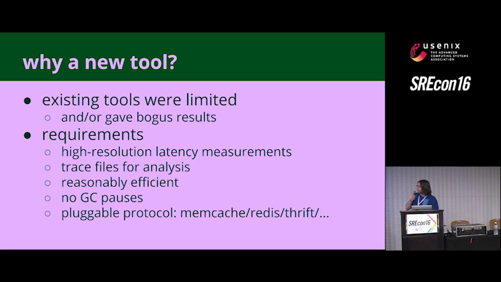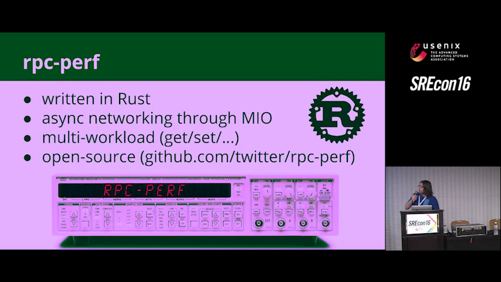So I wrote a new tool, and the requirements were that we would have high resolution latency measurements. We'd be able to produce trace files for further analysis. Wanted it to be reasonably efficient. I don't want to have to use 100 instances to benchmark a single cache. And I didn't want any GC pauses, because that can cause coordinated omission. Additionally, we wanted pluggable protocol support: Memcache, Redis, Thrift protocol. Wanted it to be extensible and able to be used for other types of RPC services. So introducing RPC Perf.